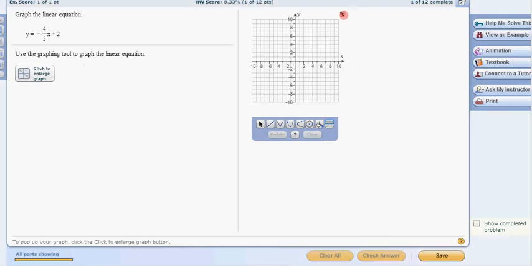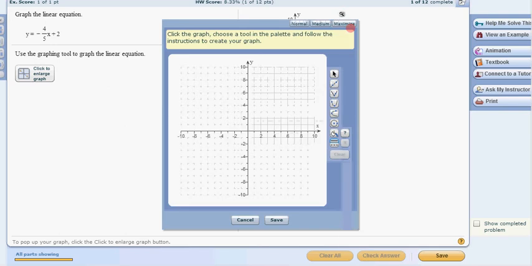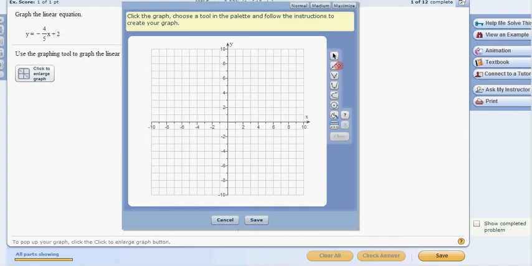So when you get ready to do the graph, click on that little magnifier, and you can even stretch this out more if you want to get a little bit bigger view. We want to pick the line tool. We're going to draw a straight line, and we're going to just move our mouse around until we get the ordered pair that we want. The first one was 0, 2, so there it is right there.